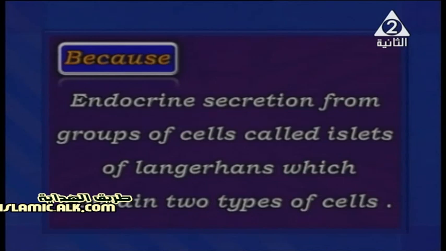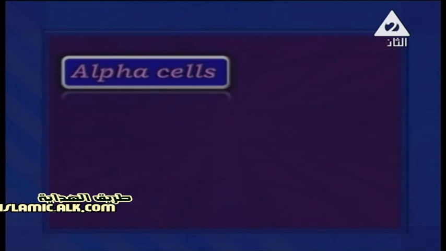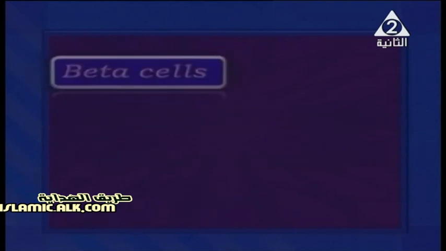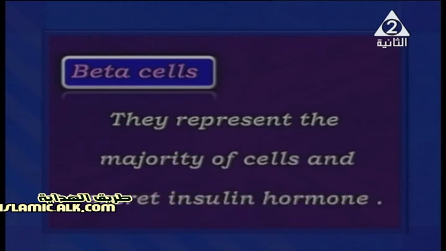And the two types are alpha cells. Alpha cells are small in number and secrete glucagon hormone, while beta cells represent the majority of the cells and they secrete insulin hormone, which has a very important function inside our body. And we have a picture here to show that.